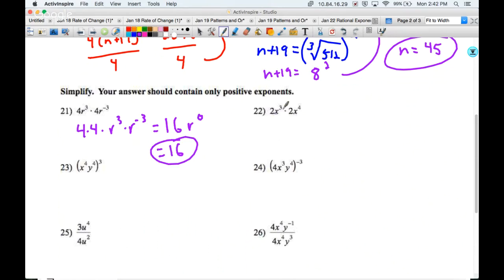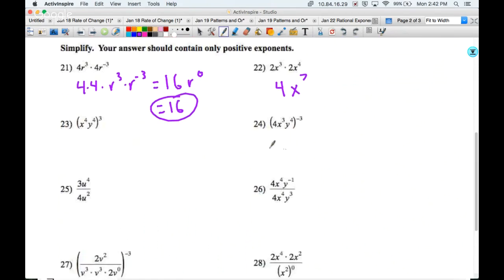Here, I can just multiply the coefficients, and then add the exponents. A power raised to a power, you end up multiplying the powers, and this 3 needs to get distributed to both of those 4s. So this is going to be x to the 12th, y to the 12th. Similar thing happening here, number 24. This becomes 4x to the 0, y to the 1, which is just 4y.